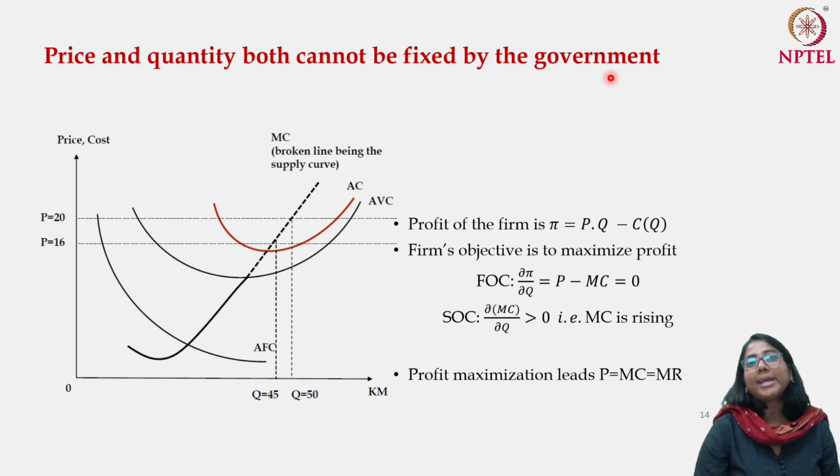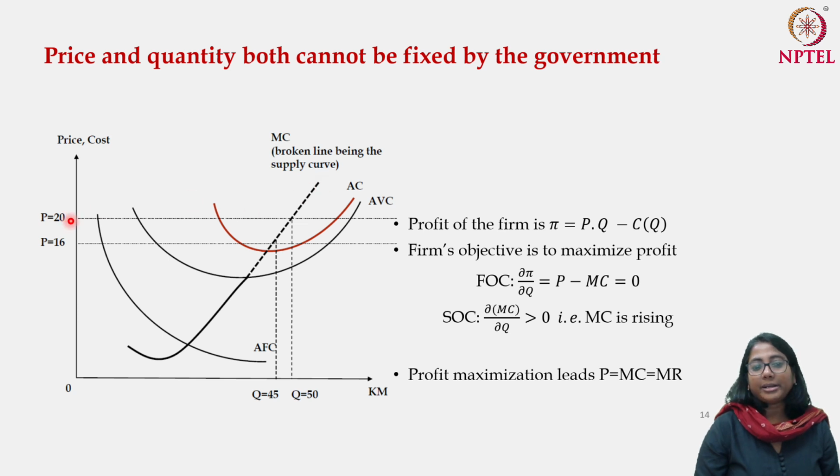Now the question is, why can the government not mandate both price and quantity? The answer is as follows. Again, we go back to this previous diagram. Here you see what is happening. This broken upward rising line is the marginal cost curve of the farm, as well as the supply curve of the farm.